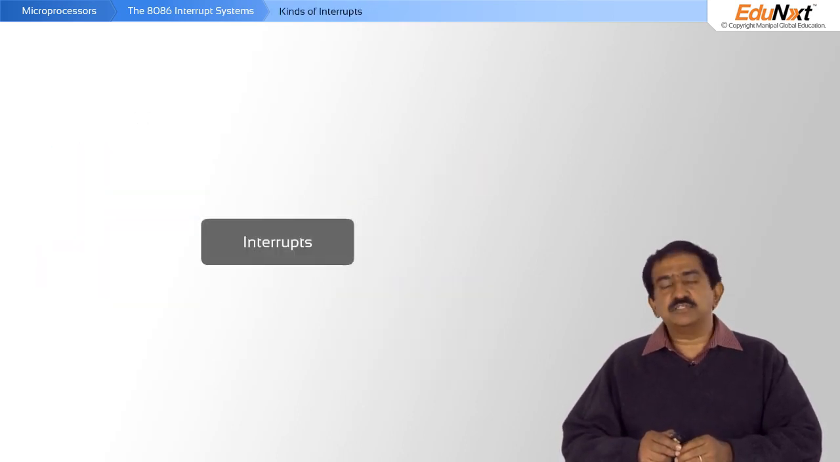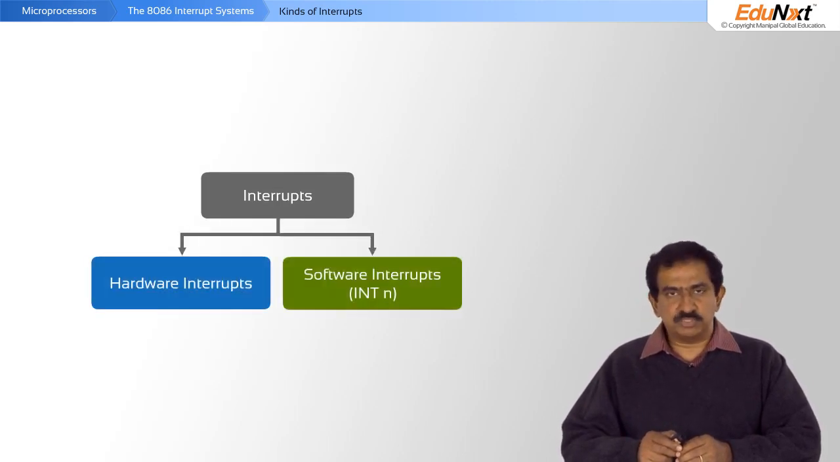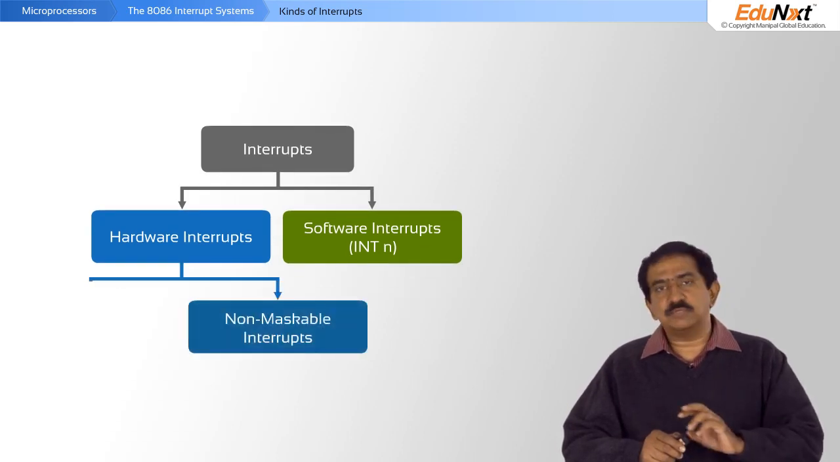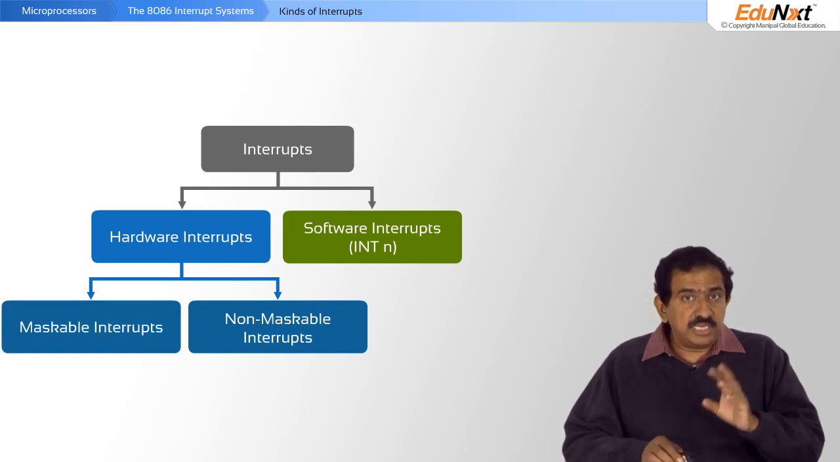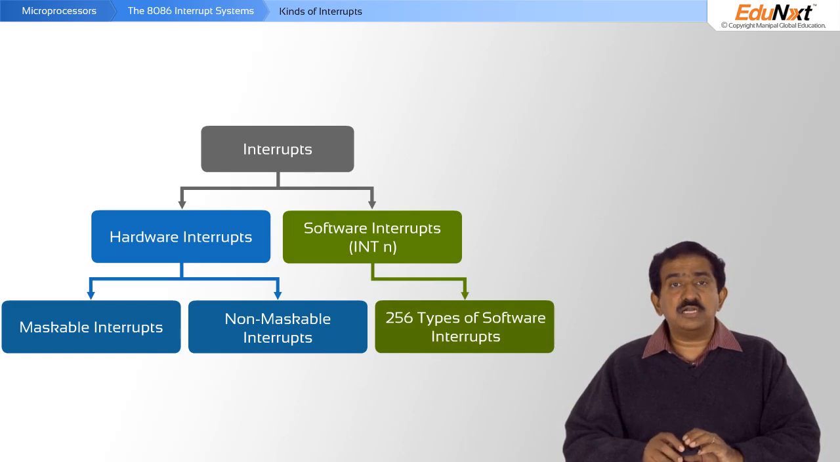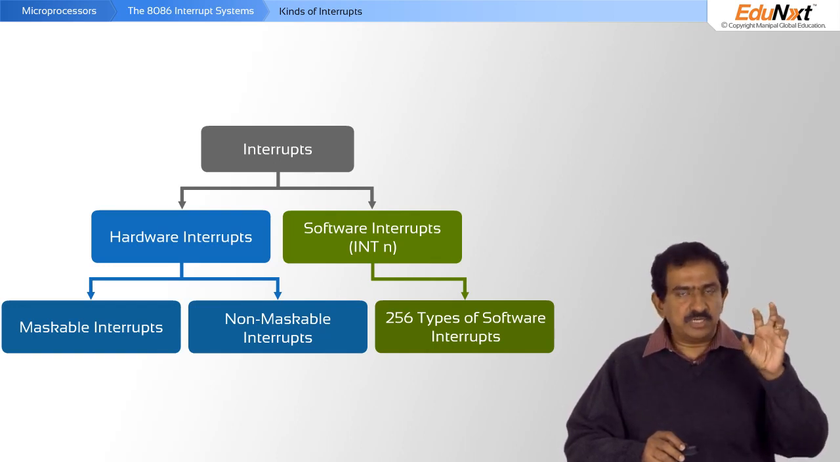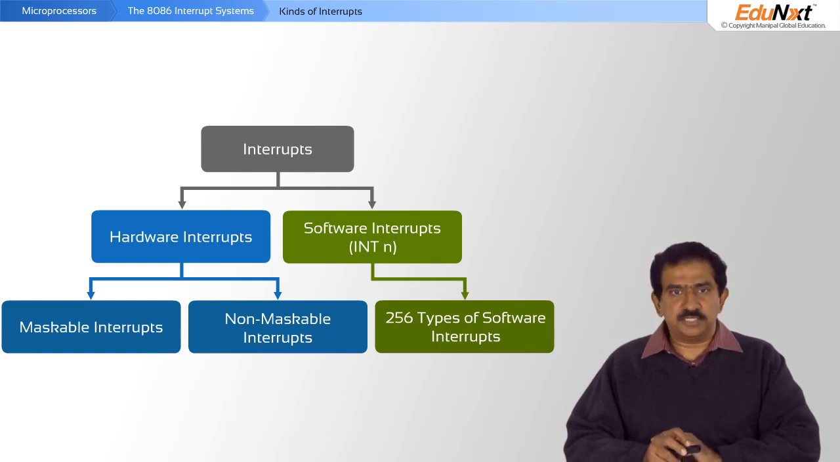But there are many kinds of interrupts. The big ones are hardware and software interrupts. There are two big families of interrupts. In the hardware interrupts, there is a non-maskable interrupt and a maskable interrupt. We'll talk about each of them in a little detail. In the world of software, for the 8086, there are 256 types of interrupts possible. All right. So there's a hardware interrupt and a software interrupt. Hardware is maskable or non-maskable, and there are 256 types of software interrupts.